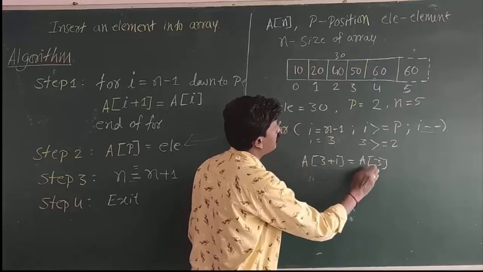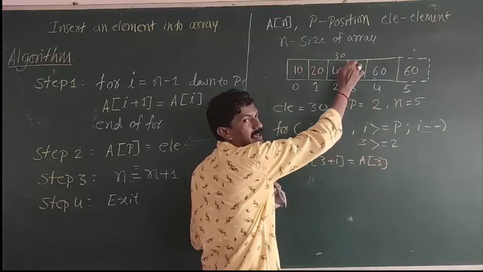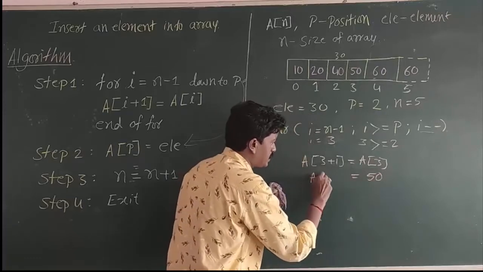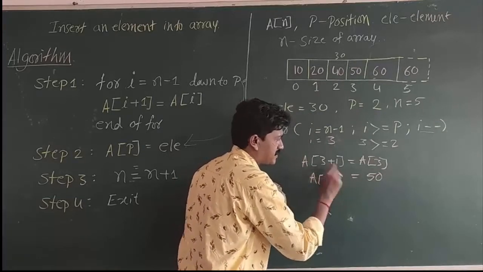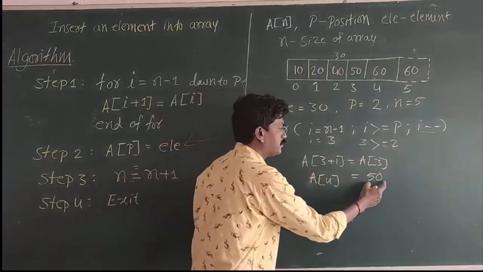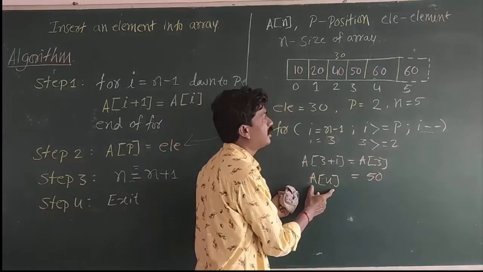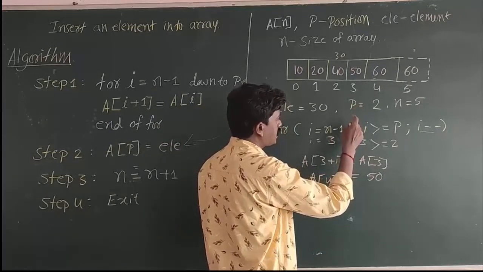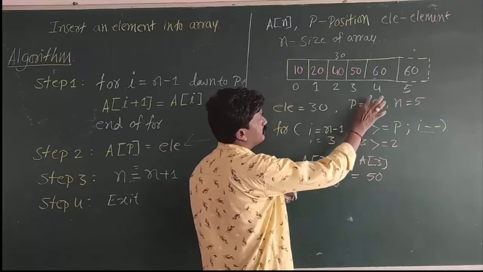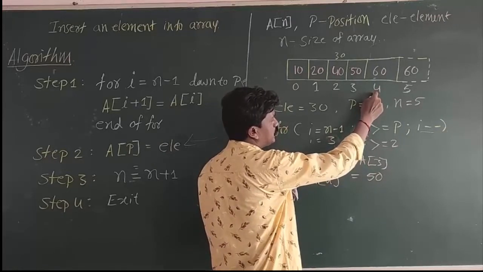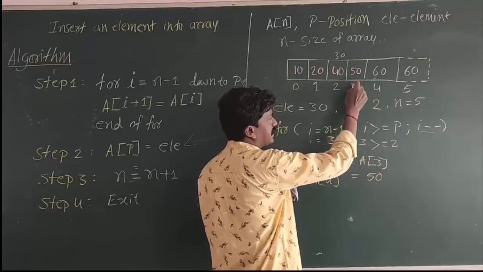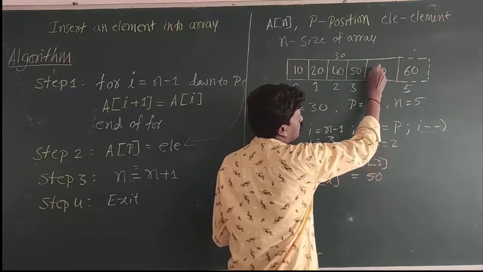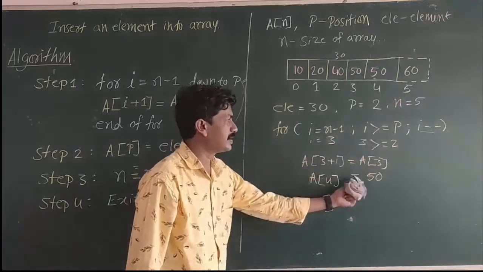A of 3 is 50, and it is assigned to the a of 4 index. Whatever we have at the a of 4 index, I need to assign the content of a of 3 to it. Content of a of 3 is 50, so 50 is assigned to the 4th index.